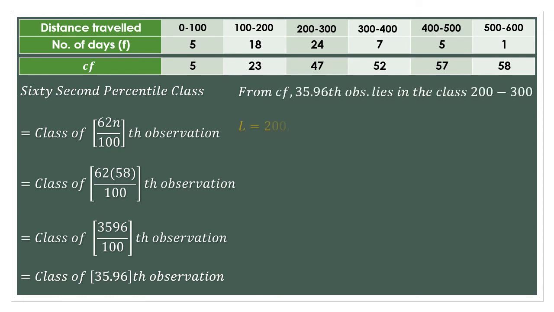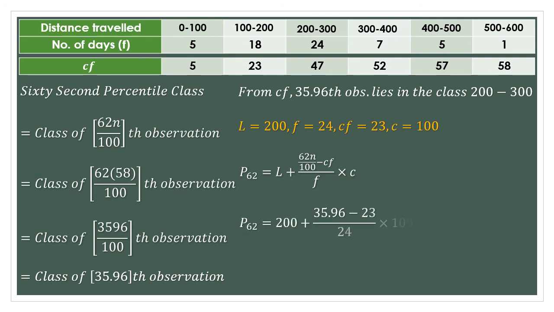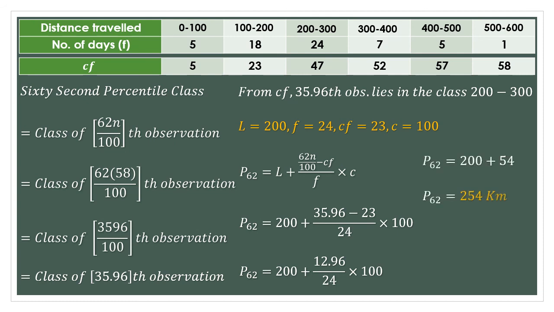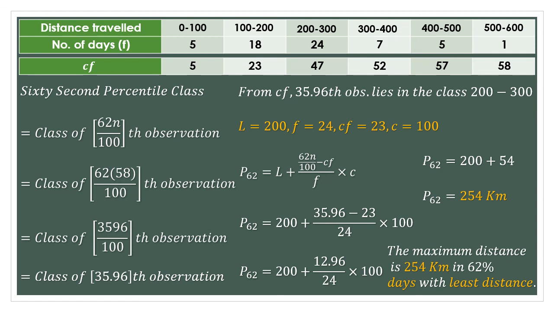It again falls under the same thing, that is the CF 47, and according to that your class will be 200 to 300. So lower limit 200, frequency 24, CF 23, and class length 100. Your formula will be P62 equals L plus 62n upon 100 minus CF upon F into C. That would be 200 plus 35.96 minus 23 upon 24 into 100, meaning 200 plus 12.96 upon 24 into 100, and the solution will be 200 plus 54, meaning 254 kilometers. P62 will be 254 kilometers. It is 62, so 62 percent. The maximum distance is 254 kilometers in 62 percent of days with the least distance traveled.